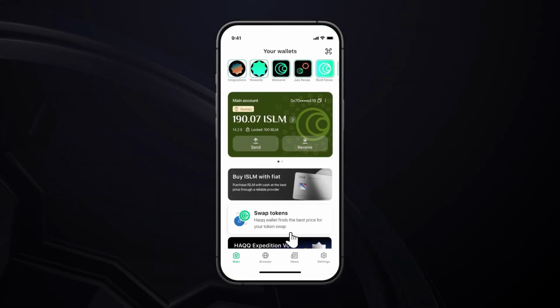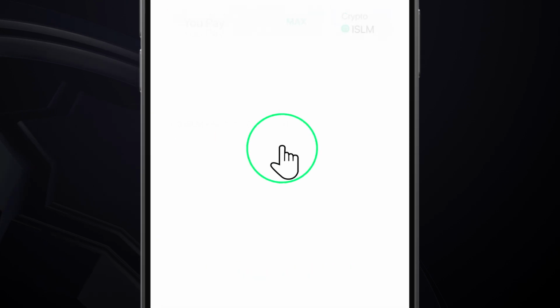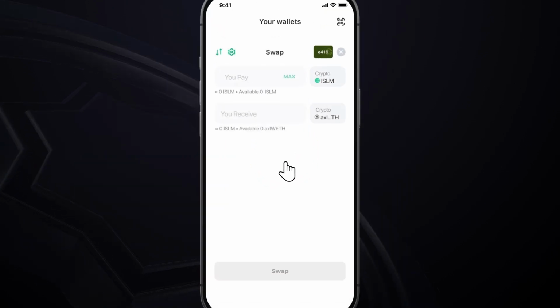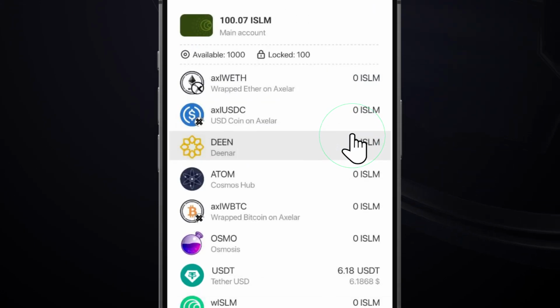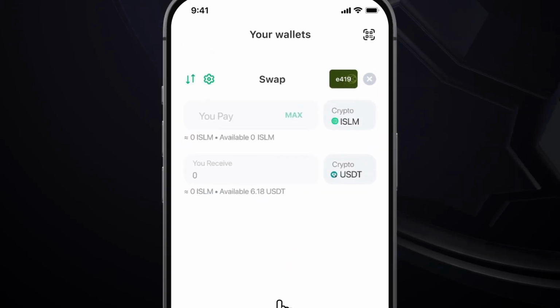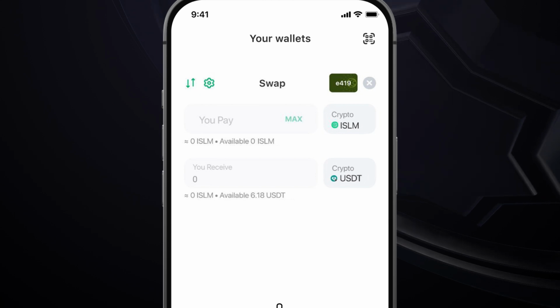Go to the Swap Tokens section in your HAQQ Wallet. Important. First, you must deposit tokens that you would like to swap. Then select the token drop-downs and choose a pair to swap. In our example, we will swap ISLM for USDT, but you can select among other trading pairs.